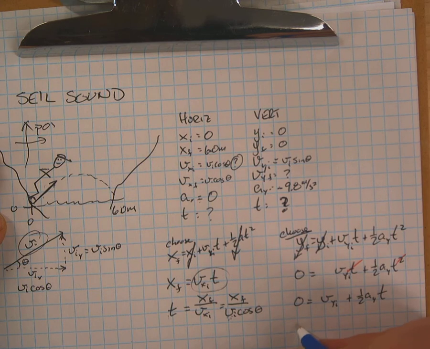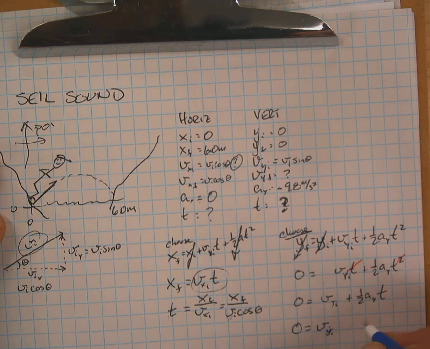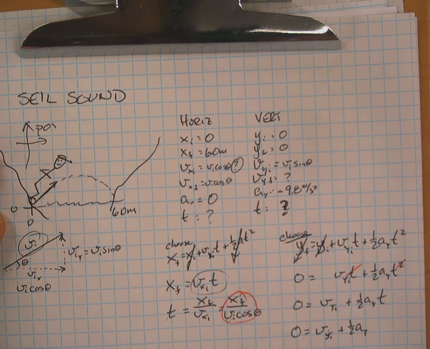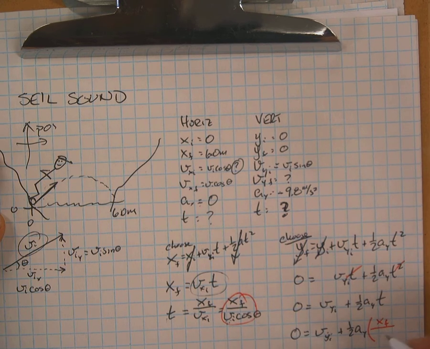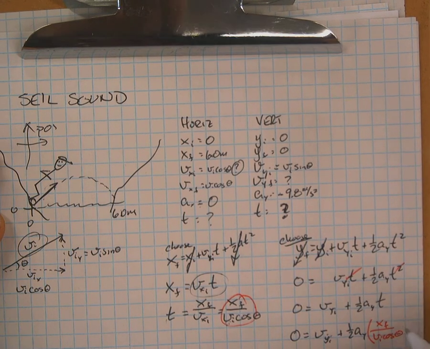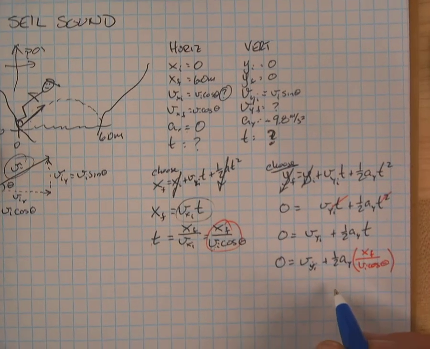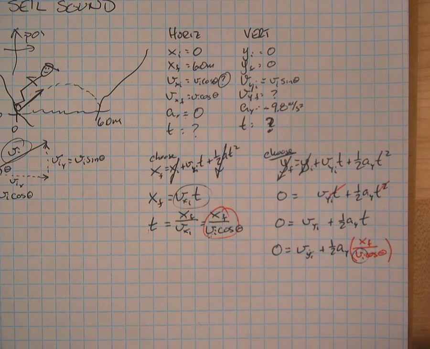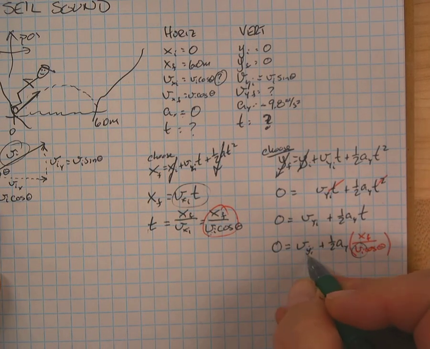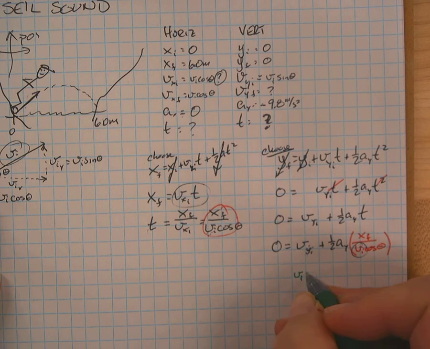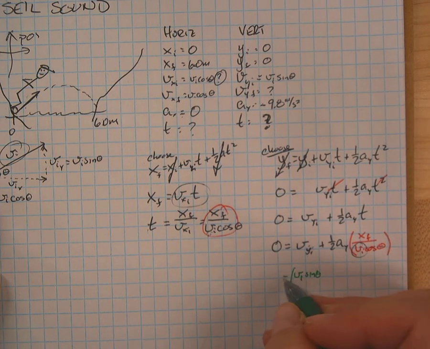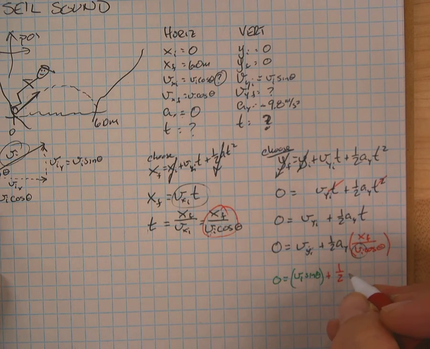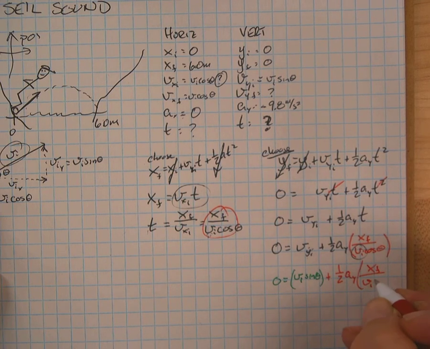All right, now we're talking, because 0 equals Vy initial plus 1/2 ay, and I'm going to put this term in for my t, xf over Vi cos theta. Now, don't get scared, because I haven't replaced any variables with numbers yet. Vi is the thing I'm interested in here. I might even go as far as to remember that Vy initial is Vi sine theta. So 0 equals Vi sine theta plus this big whole mess here, 1/2 ay times xf over Vi cos theta.